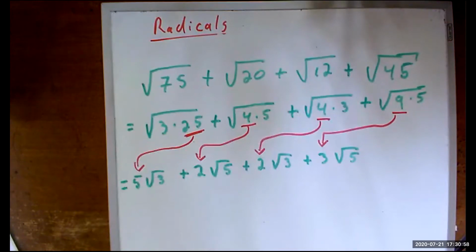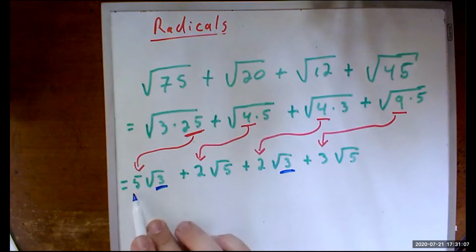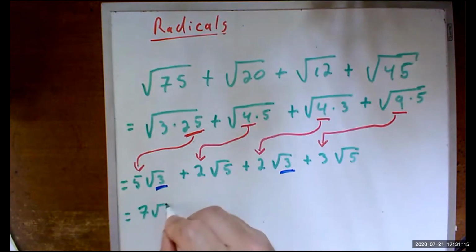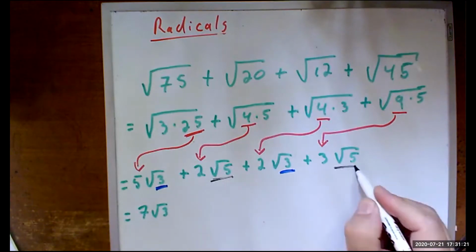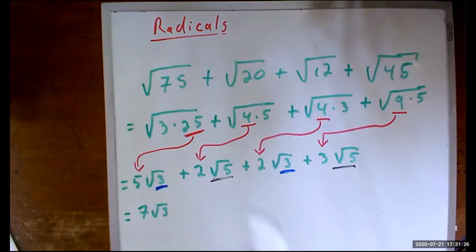Now that I've done that, I look for things where I can put stuff together. In this case, I've got two things with the square root of 3, so I can put the 5 and the 2 together, and I end up with 7 root 3. Same thing happens with my square root 5's. Those are the same, so I can put these together, and I end up with 5 square root 5. And then there's nothing else that simplifies, so we're done.